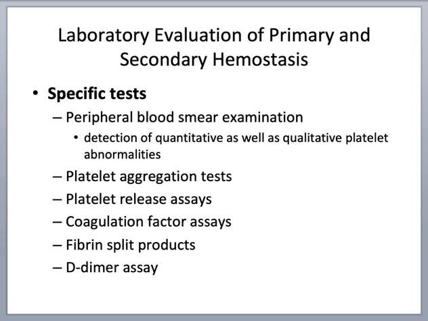Remember, we talked about there are substances that platelets secrete upon activation, and so we can test for those as well. There's a variety of different coagulation factor assays for each of the components of the coagulation factor pathway, as well as their inhibitors. And finally, we can assess the fibrinolytic pathways by looking at fibrin split products, and one of these fibrin split products is called the D-dimer, and this will be important when we talk about disseminated intravascular coagulation later.